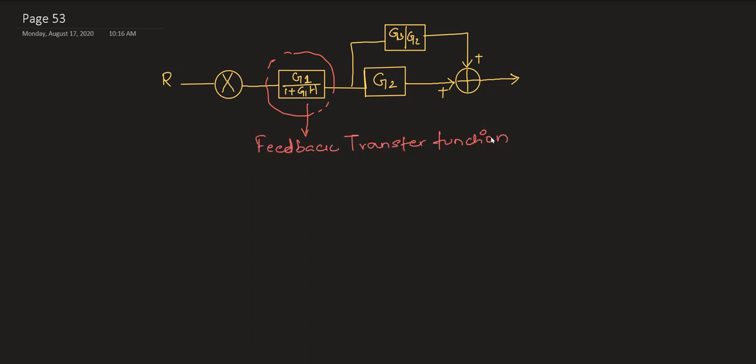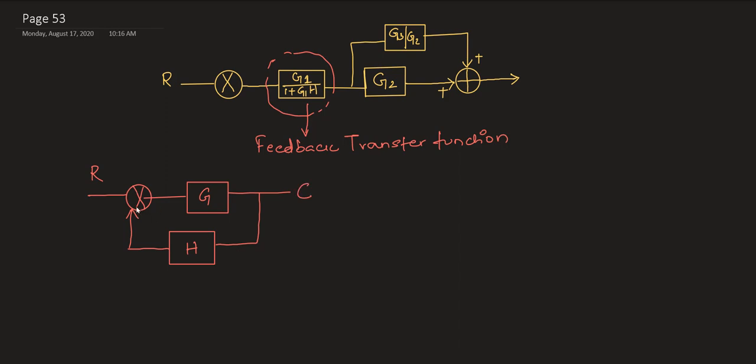So how did that come? Now that is your feedback transfer function. When you have a block diagram system in this manner as shown here, anywhere you see this form in your control system, this negative sign makes it a negative feedback.